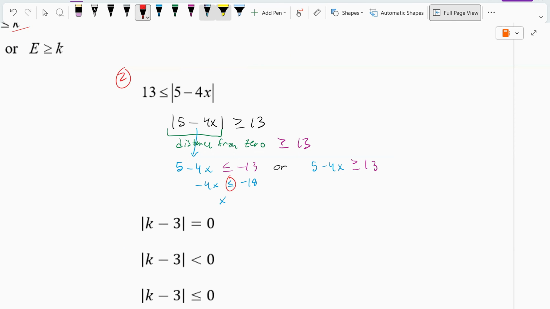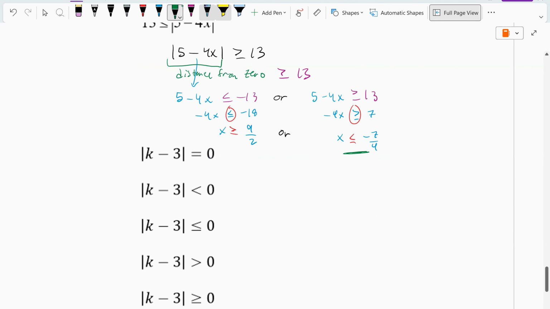I need to flip the inequality when I divide by -4. X is greater than or equal to 9/2, or if we subtract 5 from both sides, negative 4x is greater than or equal to 7. X is, and we divide by negative 4, less than or equal to negative 7/4.